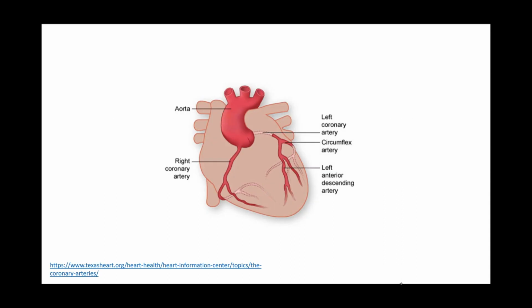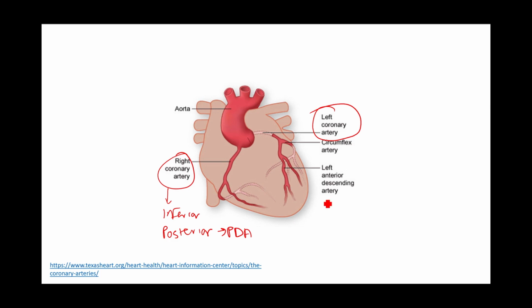Let's go ahead and review the normal circulation through the heart. The aorta gives rise to the right coronary artery and the left coronary artery. The right coronary artery goes on and feeds blood to the inferior portion of the heart, and in most individuals, the posterior portion of the heart. This is because in most individuals, about 70 to 80%, the posterior descending artery comes off of the right coronary artery, as opposed to the left circumflex artery in a small subset of individuals.